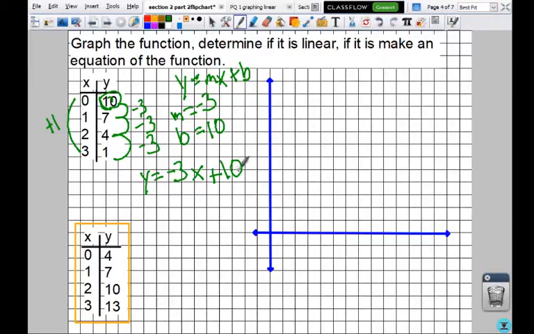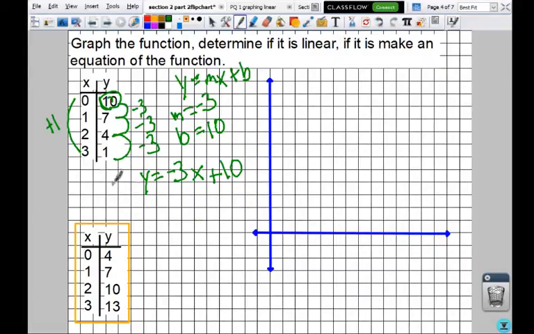This says start at 10, change by -3 each time. It's just a mathematical way of doing it. This is the way you write it. I don't know why we don't put the 10 first and then put the -3x, but that's just how it is. And then for the last part, we are going to graph this.